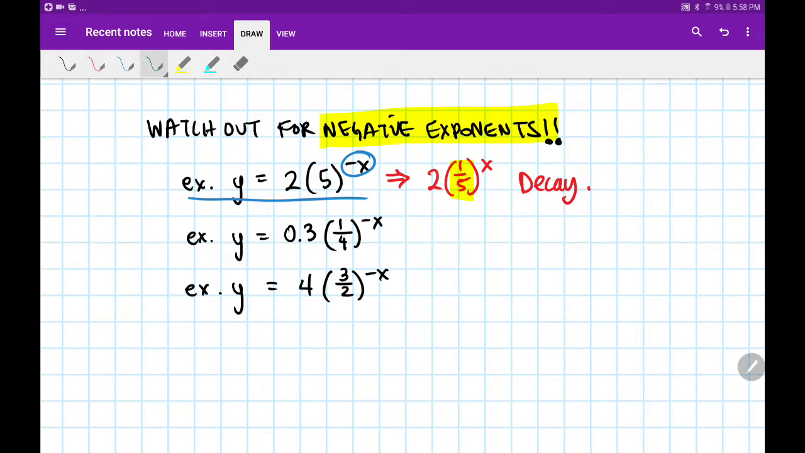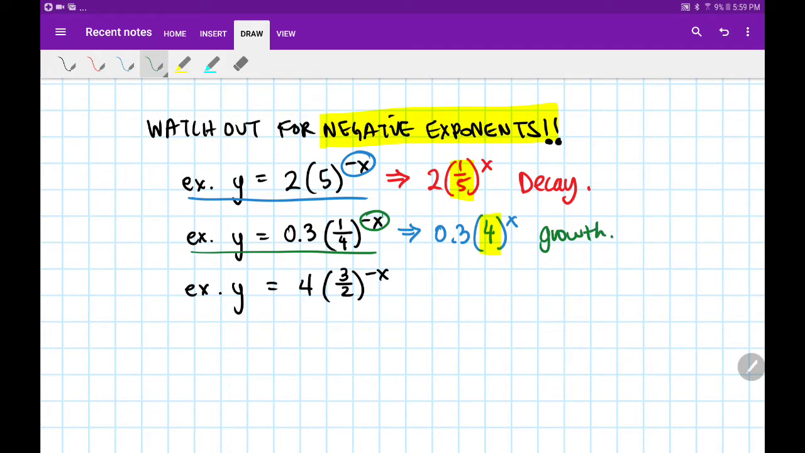Let's look at the second example. Okay, we have a negative exponent. That means we've got to rewrite our base, take its reciprocal. So instead of 0.3 times 1/4, I actually have 0.3 times 4/1, which is just 4 to the power of x. And now my base is greater than 1. That makes this a growth function.